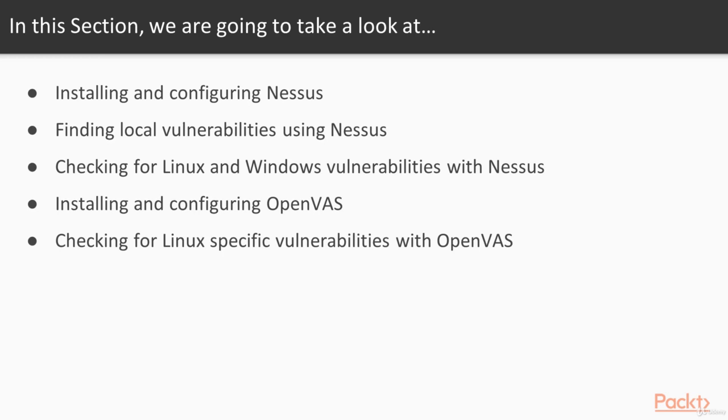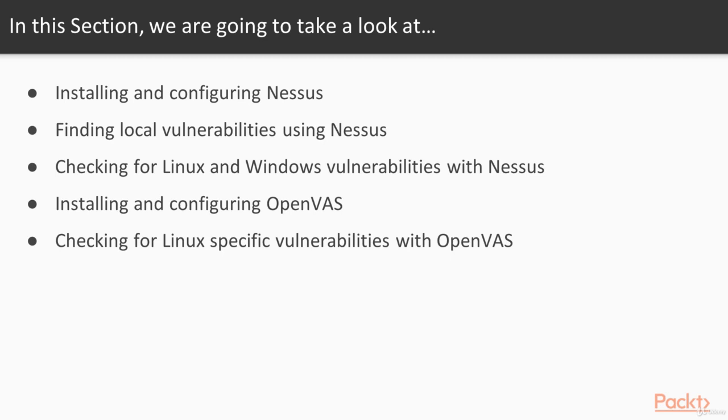In this video we'll be actually looking for local vulnerabilities on our network and vulnerabilities on local computers on our network. We will then move on to checking for Linux and Windows vulnerabilities. So we're going to be looking at checking for OS specific vulnerabilities in the sense that we will be targeting Windows and Linux operating systems.